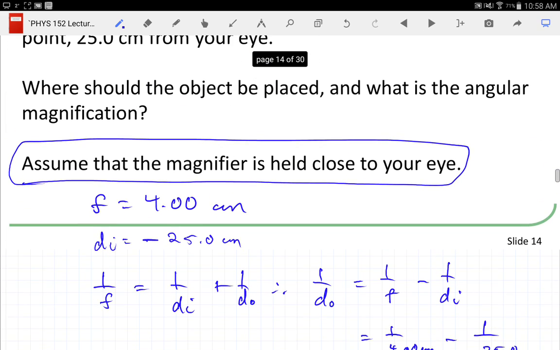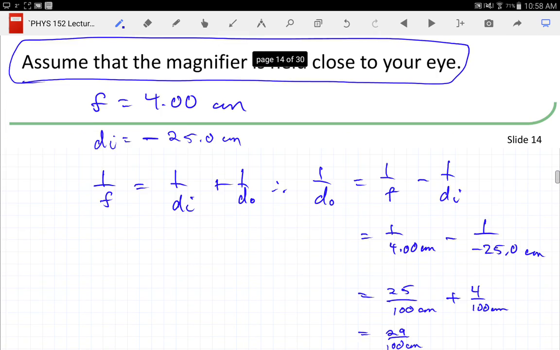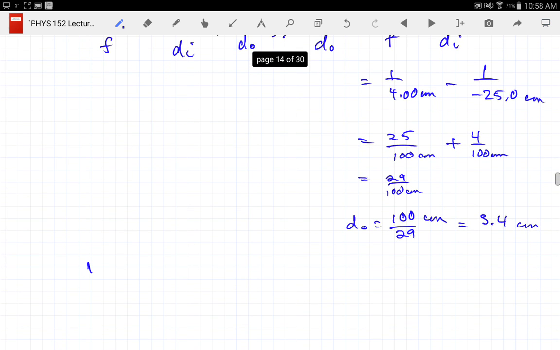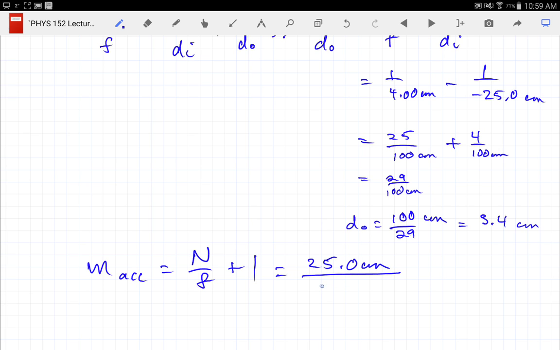Then the next question is, what is the angular magnification? It's what? N over f plus 1. Okay, we can just put n over f plus 1. Since we've already done all the theoretical work, we don't have to go back and reinvent it again. We can just say that's equal to 25.0 centimeters divided by 4.00 centimeters plus 1. 7.25. So we have the magnification.